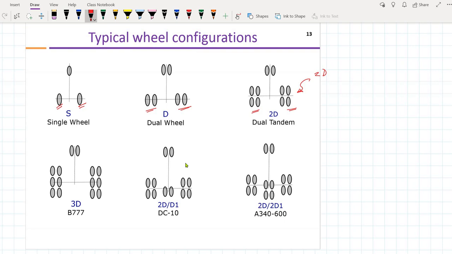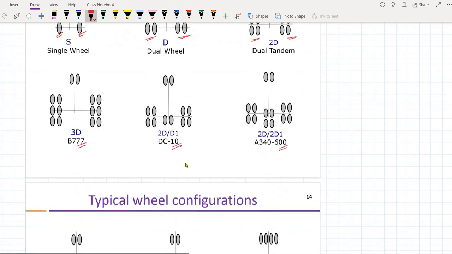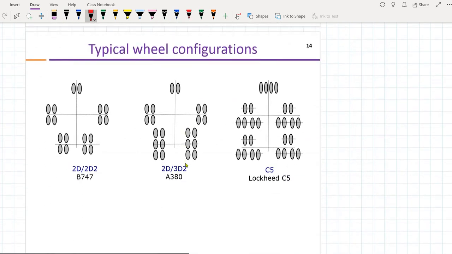And this is a configuration for Boeing 777. This is DC-10, and this is Airbus 340. Okay, there are some other configurations. This is the heaviest aircraft of the Boeing series, and this is the heaviest aircraft of Airbus 380. If you look, Airbus 380 has 20 wheels, and the Boeing 747 has 16 wheels.